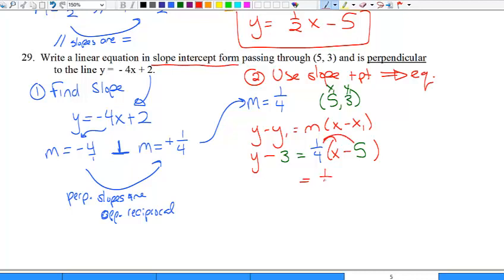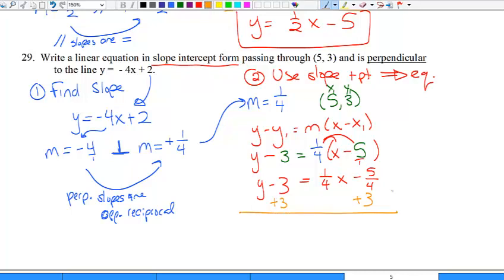So when I distribute, 1/4 times x is easy, that's 1/4 x. 1/4 times 5, sometimes students have a hard time with that, so if you remind yourself that 5 is a numerator and it goes in the top, that'll be helpful. So 1 times -5, that's -5 on top. 4 times 1 is 4. And then I'm going to add 3 to both sides.